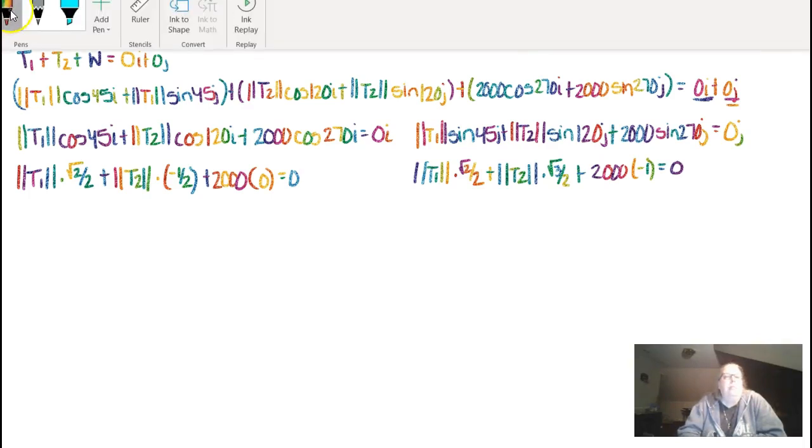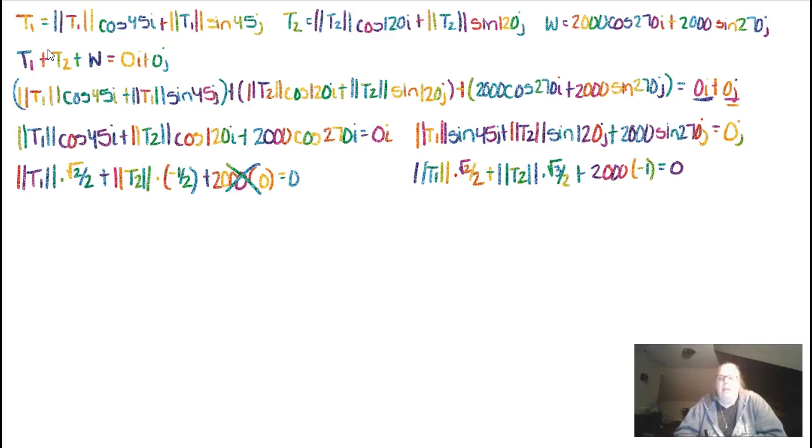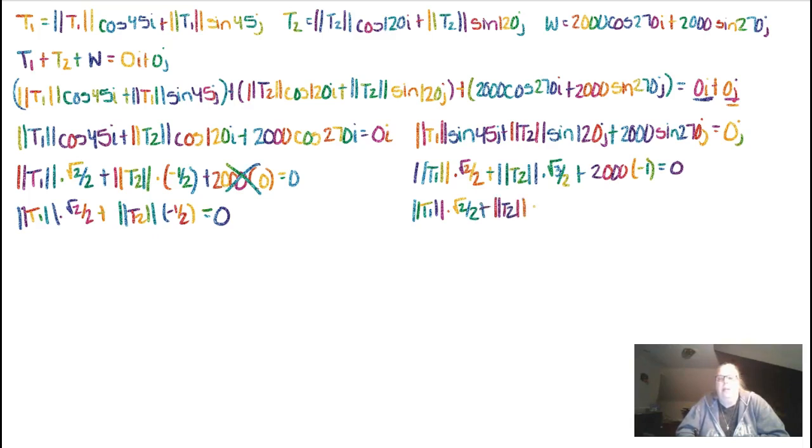All right, now let's see if we can simplify this a little bit more, because I know this part right here is just going to cancel out because 2000 times 0 is just 0. And so that's just going to leave me with the magnitude of T1 times the square root of 2 over 2 plus the magnitude of T2 times negative 1/2. And this is going to be equal to 0. Over here, we're going to have the magnitude of T1 times the square root of 2 over 2 plus the magnitude of T2 times the square root of 3 over 2. And this is going to be minus 2000. This is negative 1 times 2000.